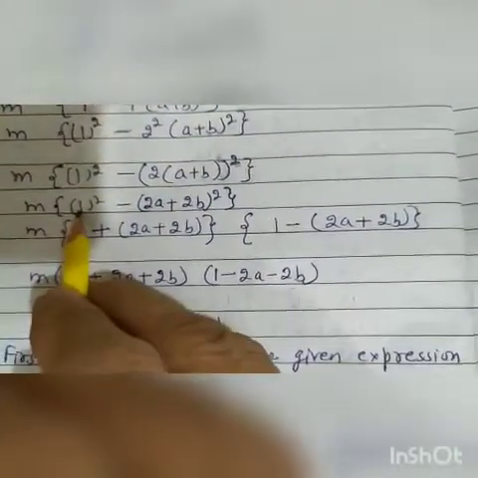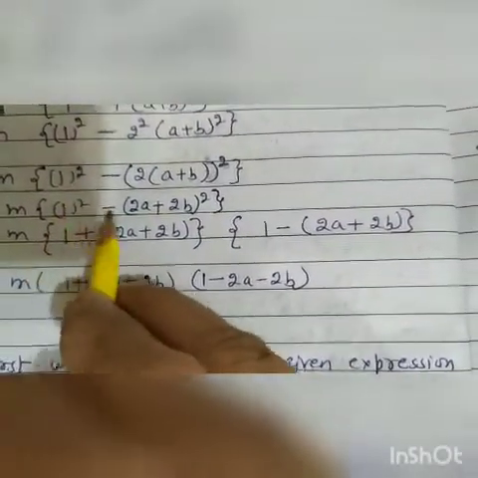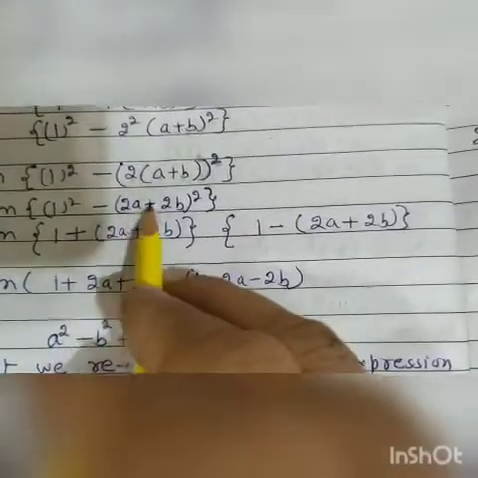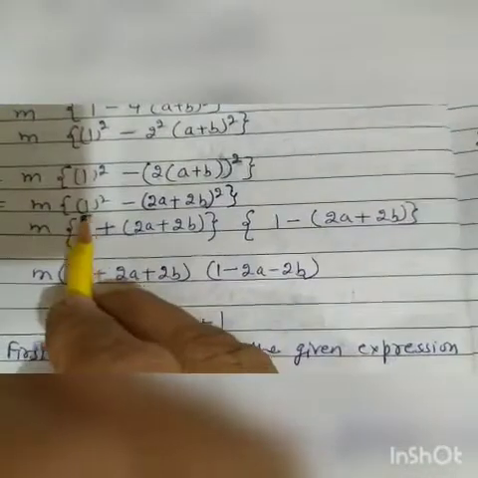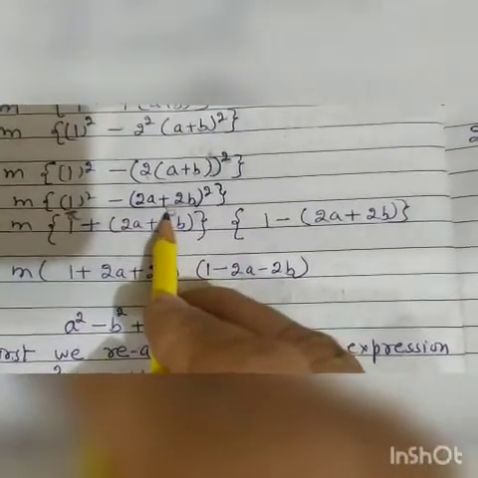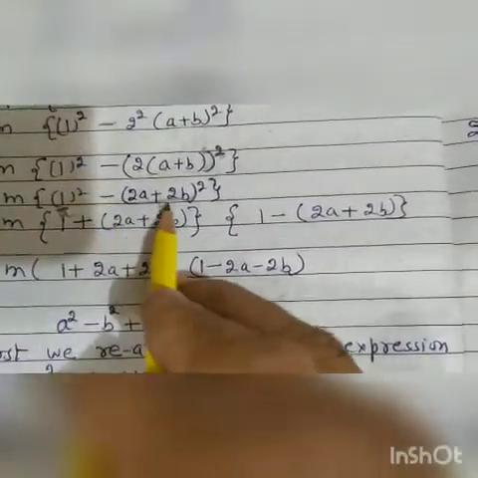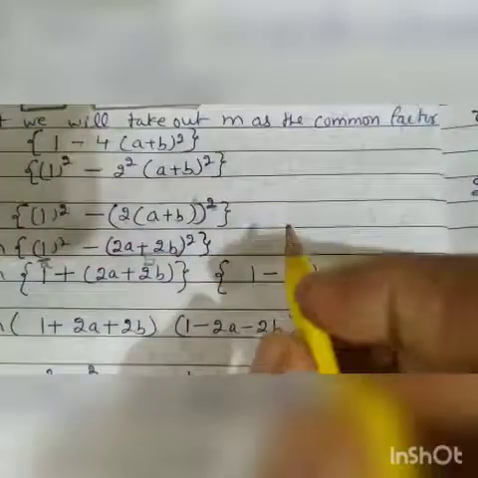Now m into 1 square minus, multiply this 2a plus 2b whole square. Then now it is a and it is b. It means a square minus b square. Again apply the same identity.